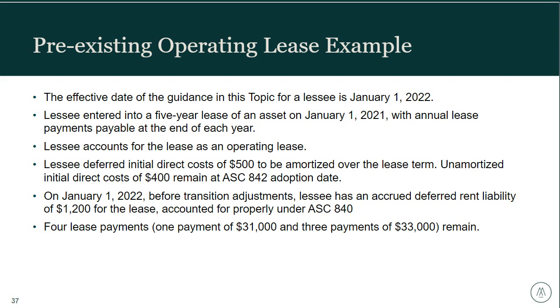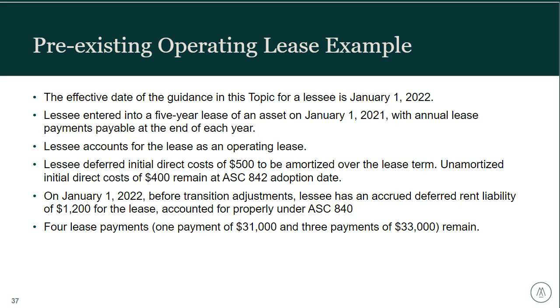So again, the effective date of the guidance for the lessee is January 1st, 2022, if you are assessing the practical expedient. Let's just say that the lessee entered into a 5-year lease of an asset on January 1st with annual lease payments payable at the end of each year. The lessee is going to account for this as an operating lease, so it fits within the operating lease structure. It doesn't fit under one of the 5 classifications of financing lease.